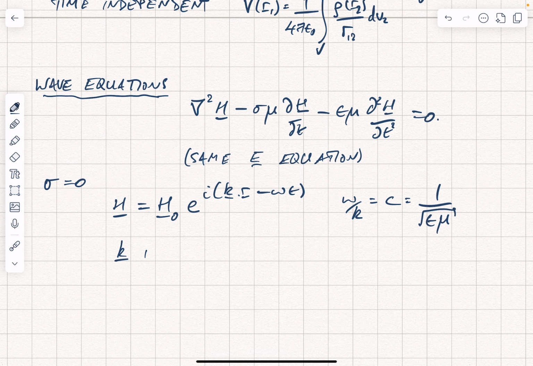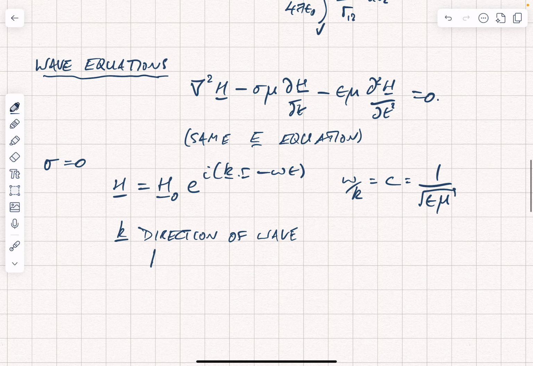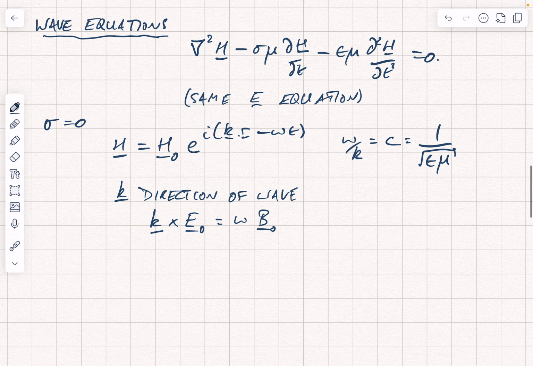K gives the direction of the wave, or the direction of propagation, and we can link the two fields using Faraday's law again. You have that K crossed with E0 is equal to omega times B0. And that tells us that K, E and B all form a right-handed set. So E and B will be oscillating in a plane perpendicular to the K wave vector. And you'll notice that the relative magnitudes of E and B are related by a factor of 1 over c.